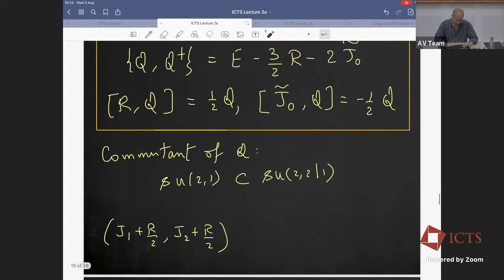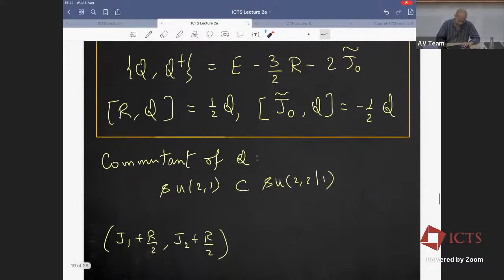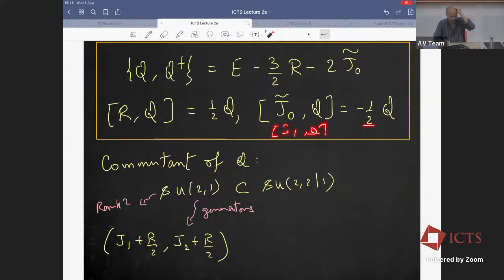And now, if you want to calculate an index, what we want to do is to write down the most general one possible allowed by the algebra. So you ask for all the operators which commute with the supersymmetry in the algebra. You ask what is the commutant of Q, and the answer is that it's this SU(2,1) inside SU(2,2|1) that has rank 2, and this is generated by J1 + half R and J2 + half R. You can also kind of see it from here. J tilde naught is J1 + J2. This J1, Q is the same thing, and J2, Q is the same.